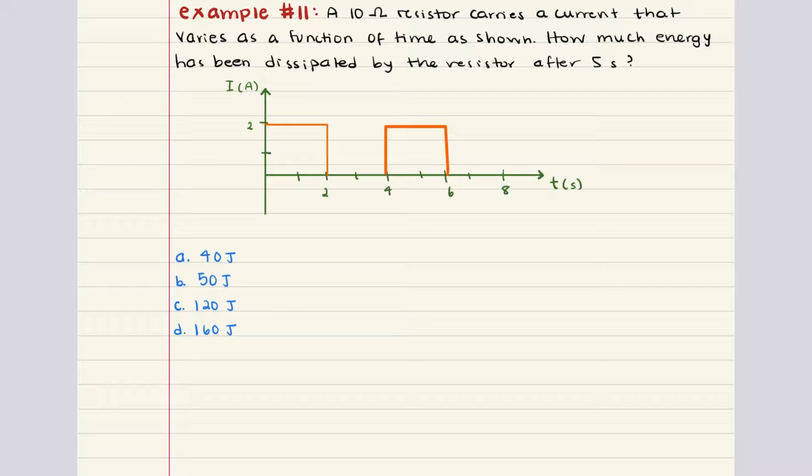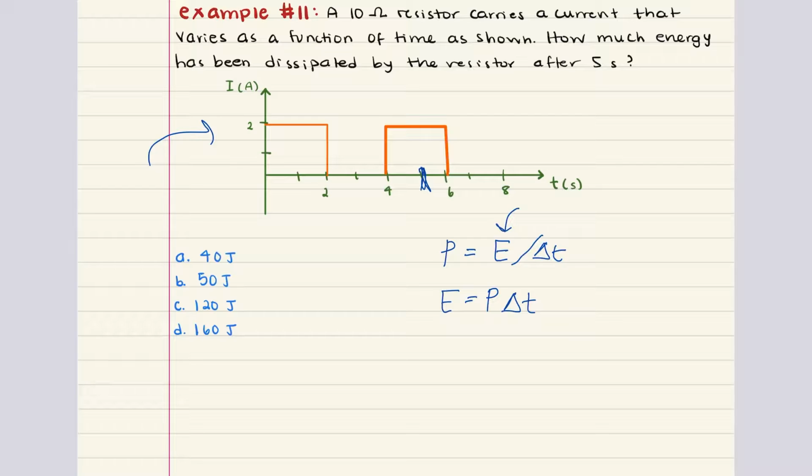Problem 11 says, a 10 ohm resistor carries a current that varies as a function of time as shown. How much energy has been dissipated by the resistor after 5 seconds? Now, power is defined as energy dissipated per unit time. If we are solving for energy, we can rearrange this equation to say that energy dissipated is equal to power multiplied by change in time.